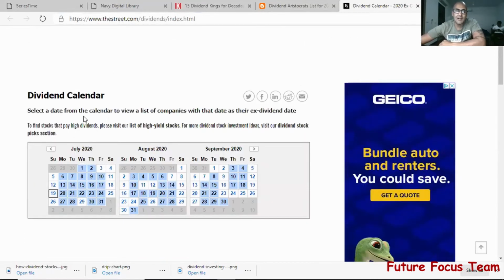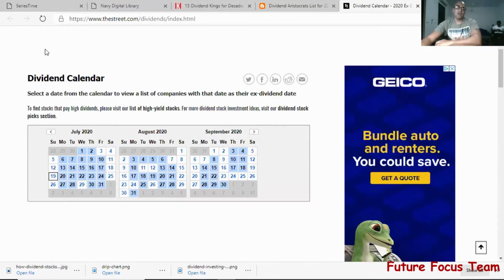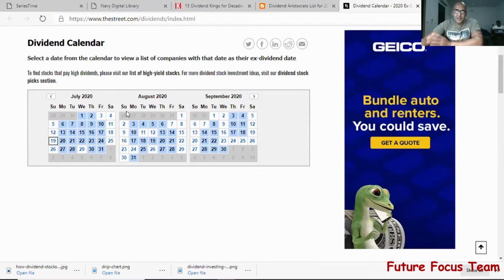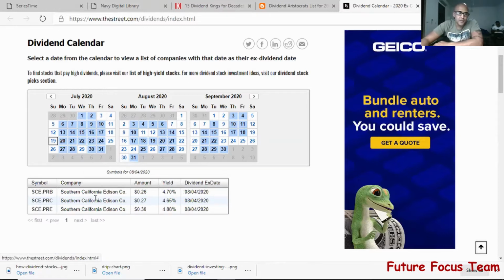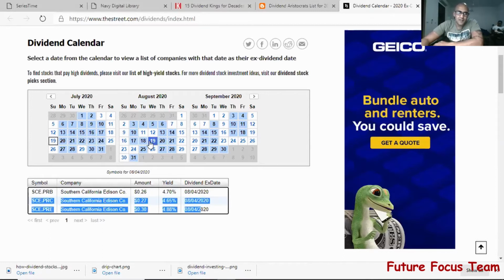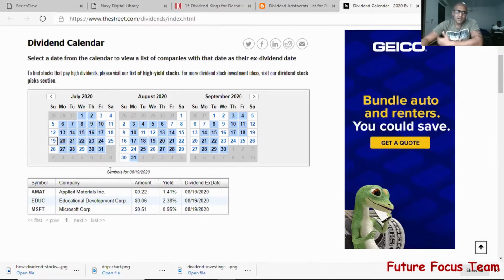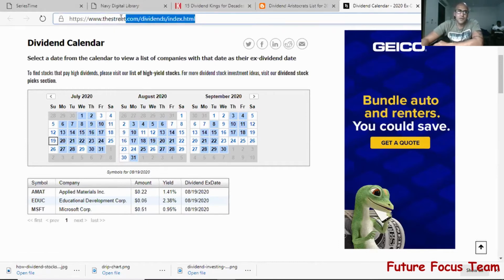This is on thestreet.com, and this one has a dividend calendar. So if you want to look for ex-dividend dates, when they're going to be paid, you can just come through here and click on a random date. Well, that passed already. Let me click on August 4th. On August 4th, you have this company right here with this amount, with this percent, and it gives you the ex-dividend date. So if you want to look for companies that are going to pay dividends, this would be a good way to look at it on a calendar basis. So this is the website here for this one.